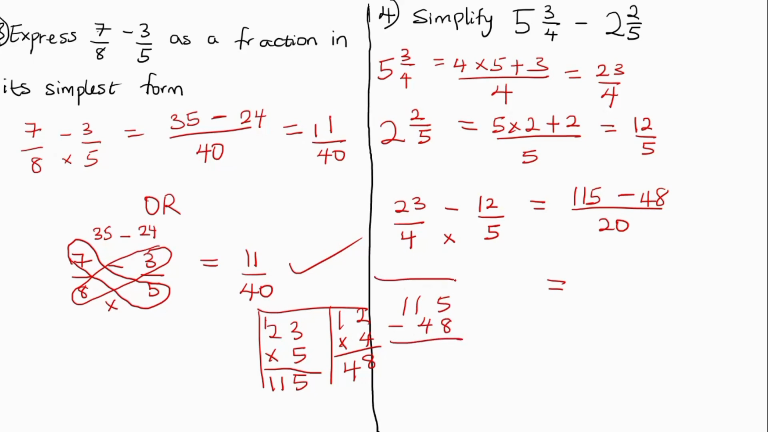Okay, so I'm just going to box this. 5 minus 8 cannot. 1 minus 4, we borrow from this. Here becomes 0. Here becomes 15. So 15 minus 8 is going to give us 7. Alright, so we have 0 minus 4 cannot.